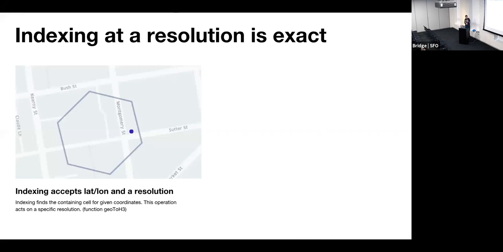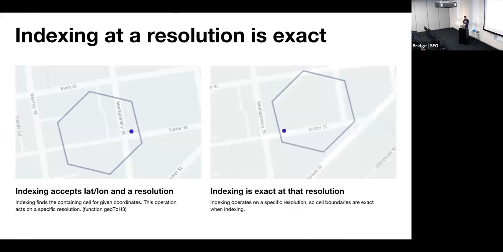So we mentioned there's this shape distortion, but the shape distortion does not apply to this function. If I move the point even a little bit, and I don't know if that's exactly in the parent cell or not of this cell, that indexing operation is still exact for the resolution that I've specified. So the takeaway here is that indexing is exact at a specific resolution. Because we're giving it a specific resolution to work at, it's able to apply that resolution's grid exactly to indexing this point.